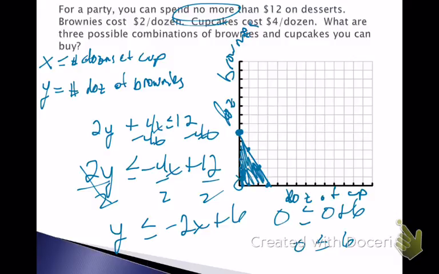Now we need 3 possible combinations. And remember that the 3 possible combinations need to be solutions. We just established that 0, 0 is a solution. But any other point inside this shaded area is a solution. So your 3 possible solutions, 0, 0, so maybe we can not buy any. 1, 1 is a solution, so we can buy a dozen brownies and a dozen cupcakes. 1, 2 is a solution, so we can buy a dozen cupcakes and 2 dozen brownies. There's a bunch you can choose from in there. And that's how we're going to choose them.